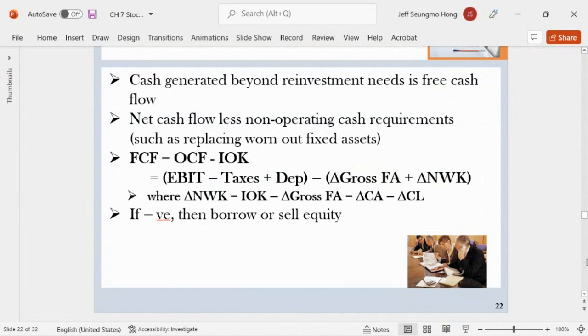Now, all those verbal definitions are garbage. No matter what, verbal definitions are garbage. For those who do math, science, and engineering, all definitions must be mathematical, right? And economics and finance are not exactly STEM, but they are also based on math, so it's close. Now, verbally, they say cash generated beyond reinvestment needs.